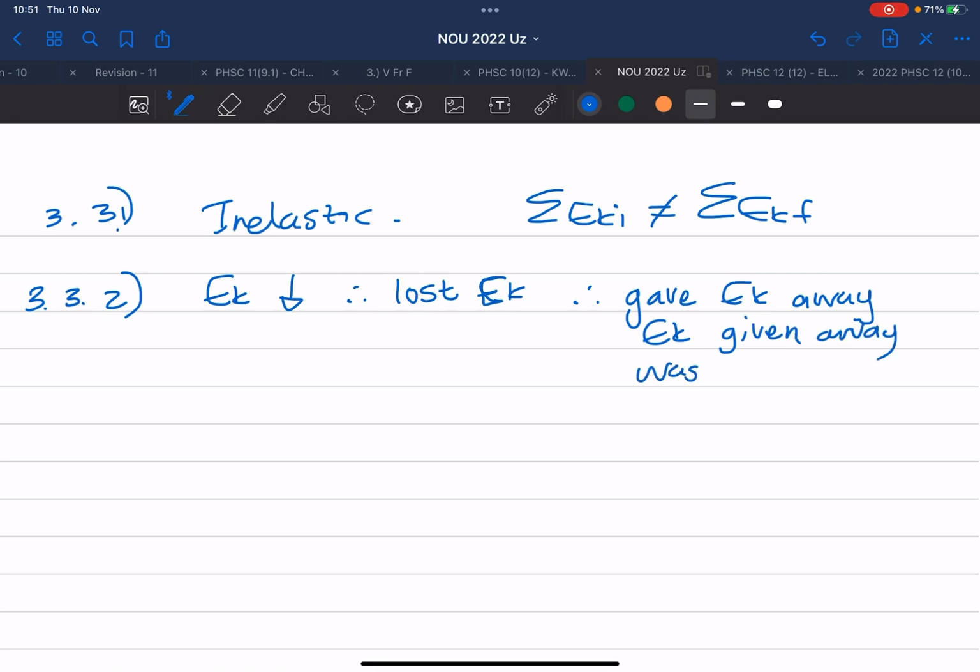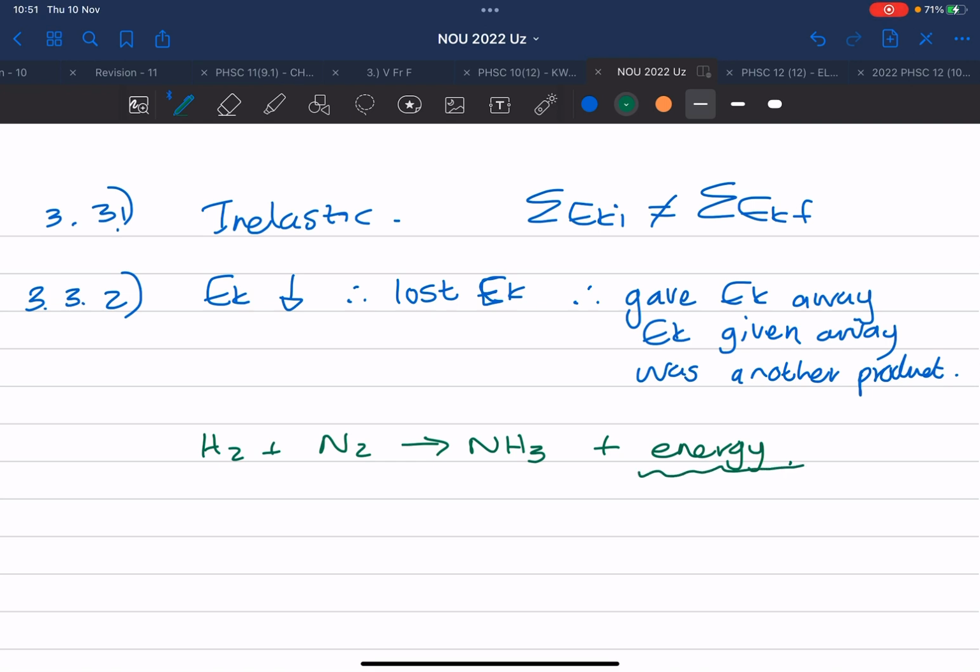as another product. Ek weet nie of hierdie sin maak nie. It is almost like an exothermic reaction, where we say, let's say we have hydrogen plus nitrogen gives us ammonia and energy. Okay, so that energy that was given or that was lost is actually a product. It's actually given away. Okay, good.